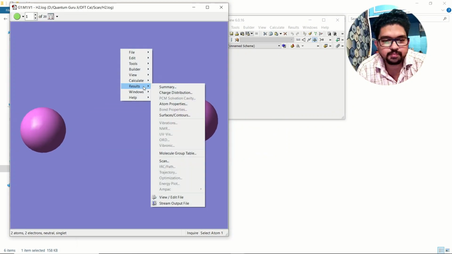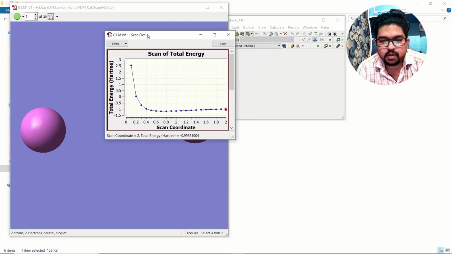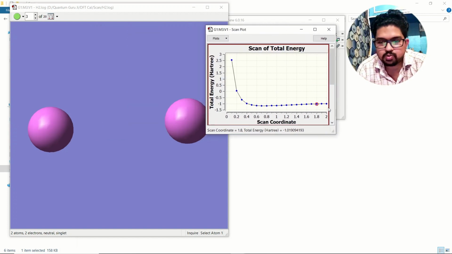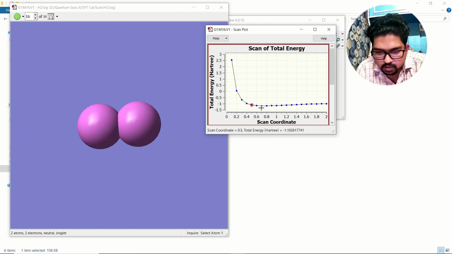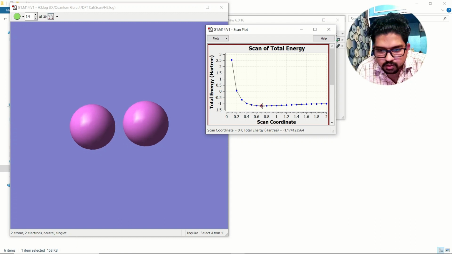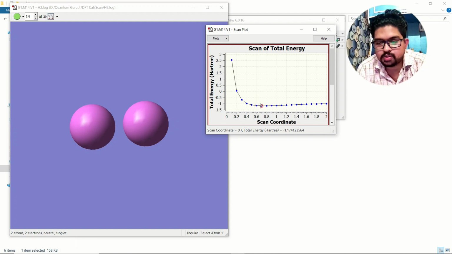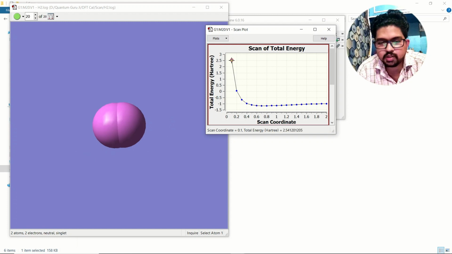Once you do this calculation, this is your initial structure. Go to the scan, and here you see at the initial I have given 2 angstrom. Now I am reducing the bond length by 0.2 angstrom each step, so I am trying to make it closer. You can see at roughly around 0.6, 0.7 somewhere, the energy is at a minimum, and once it comes even closer, the energy goes very high, not infinity, but very high.